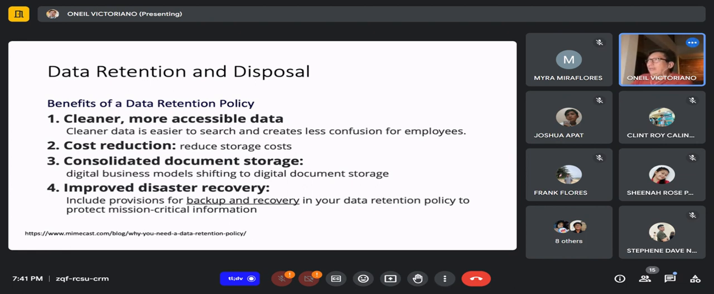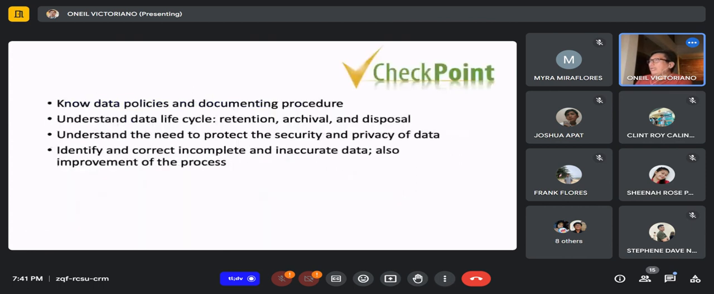Okay, so this is the third and the last. Number one, we do data quality management, then we look into data privacy and security, and lastly, you should be able to do data retention and disposal, which are the three main topics for data governance. And that's the last slide for the second subtopic for the domain, to be able to know data policies and documenting procedures.